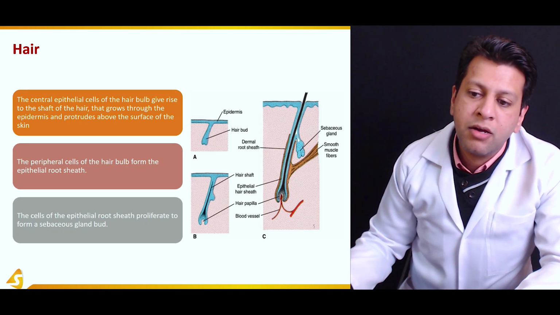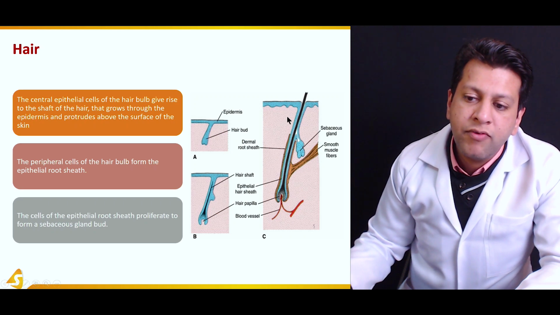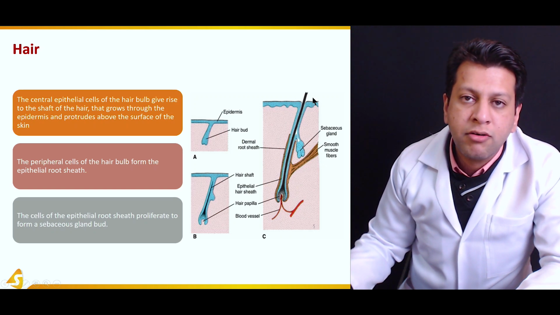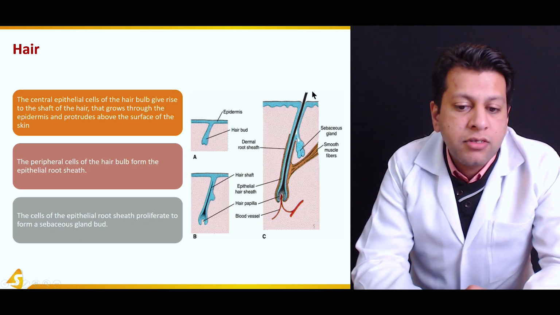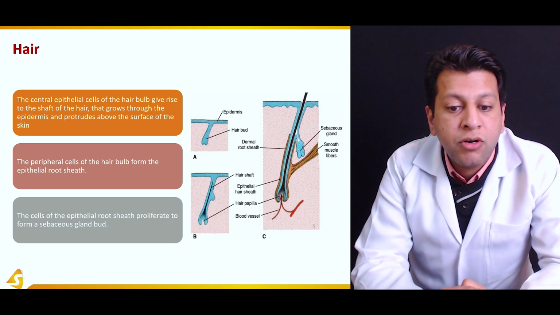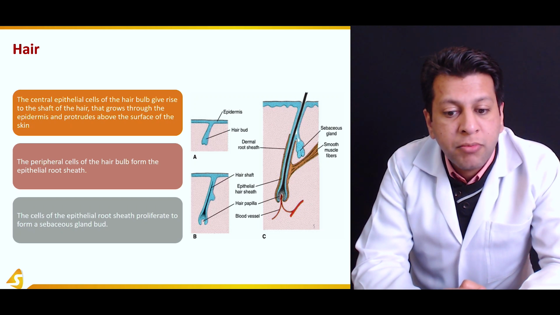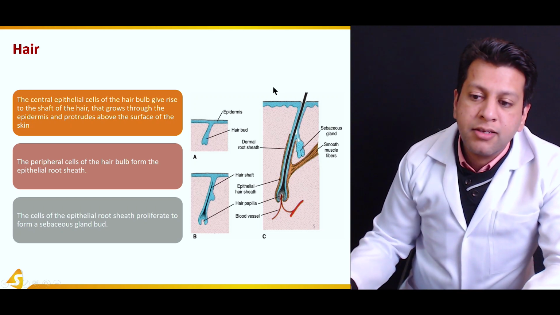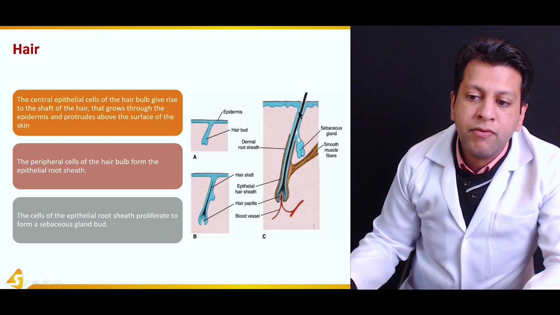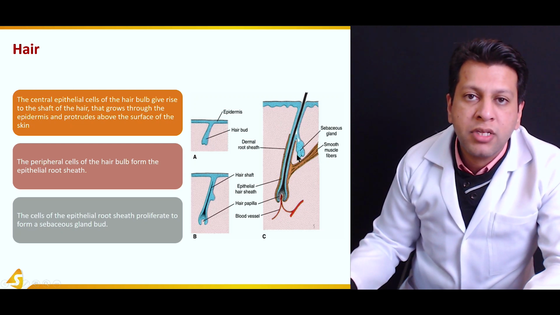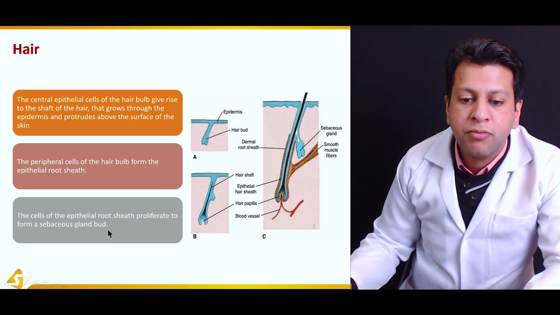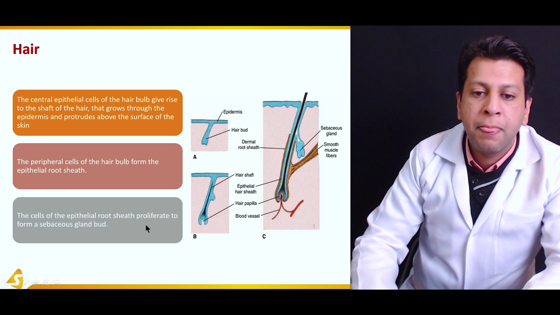Now this is the diagram, and this is the shaft of the hair, which is protruding through the surface of the epidermis and projecting out of the skin. The peripheral cells of the hair bulb form the epithelial root sheath. The cells of the epithelial root sheath proliferate to form a sebaceous gland bud. As I told you, the sebaceous glands, hair follicles, and hair itself are formed in the epidermis, and these are formed from the epithelial root sheath, which proliferates to form the sebaceous gland bud.